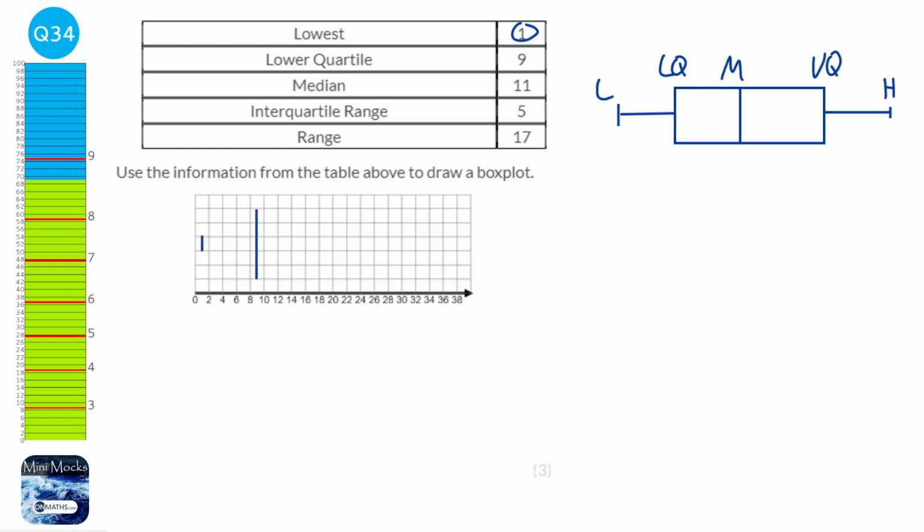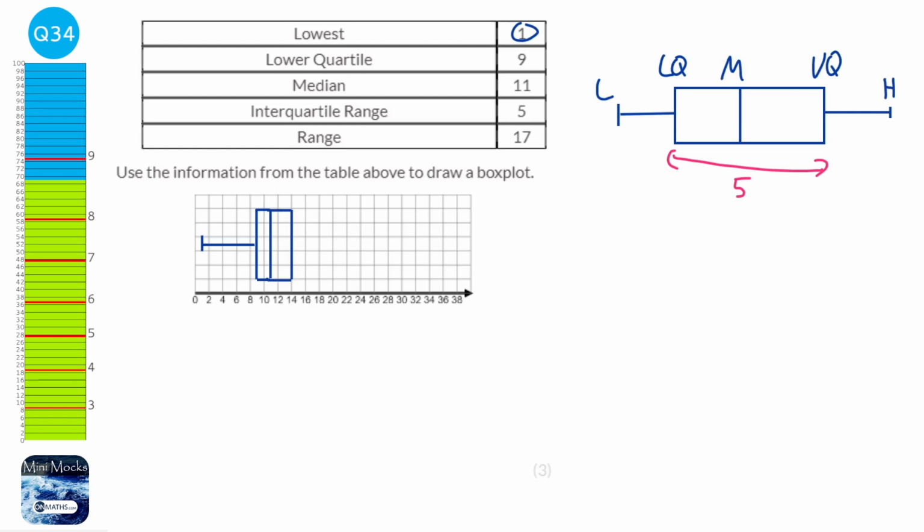So we're just going to start a box there. We're just going to connect these up. There we go. And our median is 11. So we're just going to show that. Quite a thin box plot so far. Now it says the interquartile range is 5. Now the interquartile range is the distance here. So that's 5. So it's going to be 5 more than the lower quartile. If the lower quartile is at 9, it would be 9 plus 5, which will be 14. So if we get our line at 14, and then complete our box plot. Here we go.